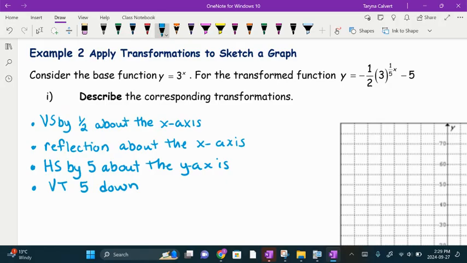And notice how, guys, do we do anything with the 3? No, the 3 is just saying you have a base exponential function of 3. Okay.